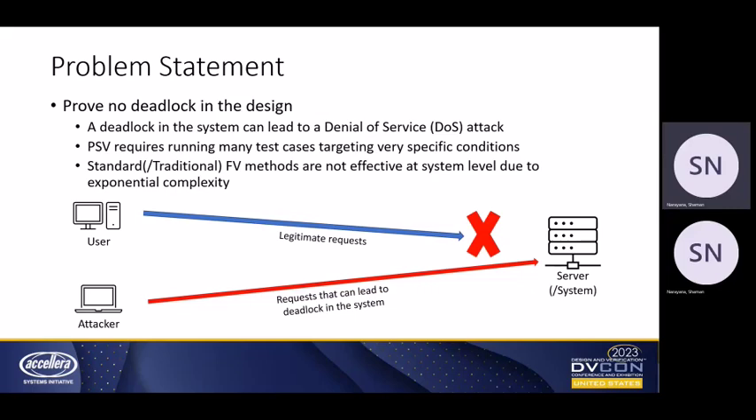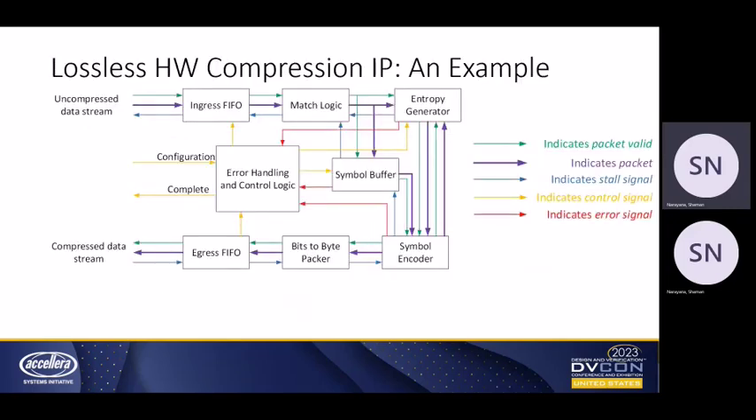Let's understand this a little better using lossless hardware compression IP as an example. Here is a high-level micro-architectural diagram of a lossless compression IP. In the simplest form of working, a hardware compression IP consumes uncompressed data stream as input and produces compressed data as the output. User configures the IP from a pool of valid configurations and then sends the uncompressed data stream as the input.